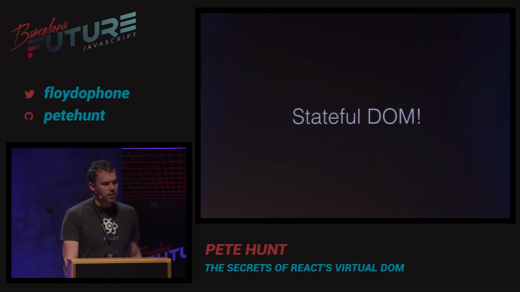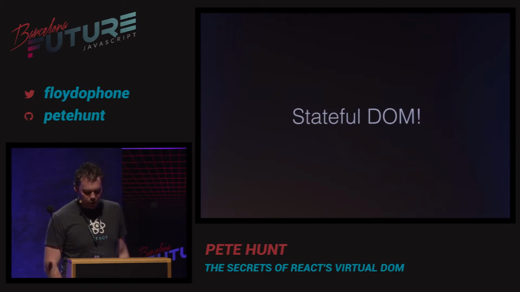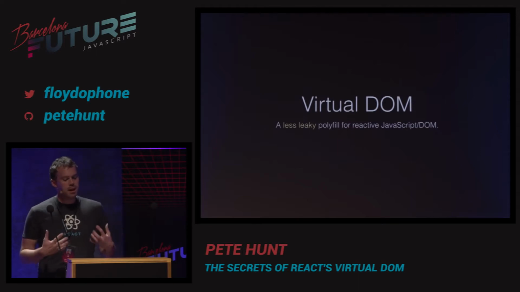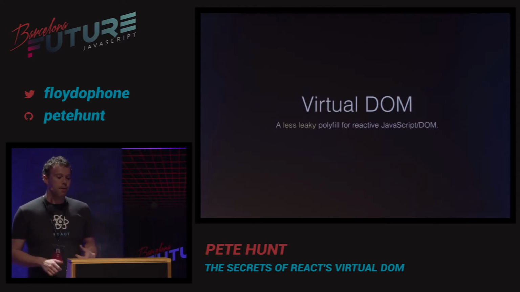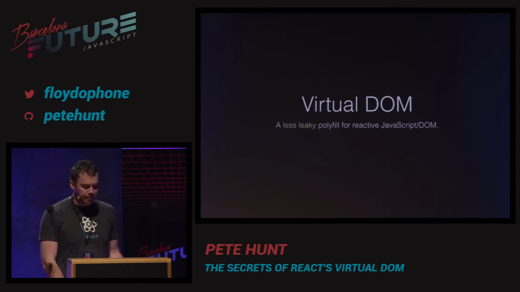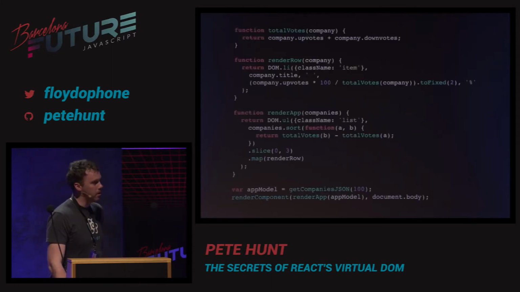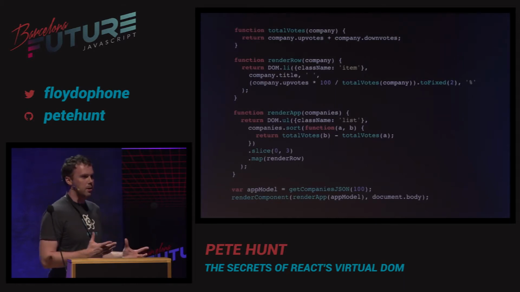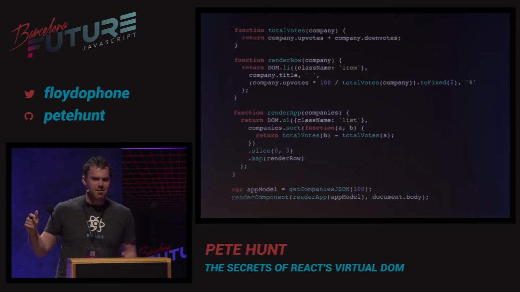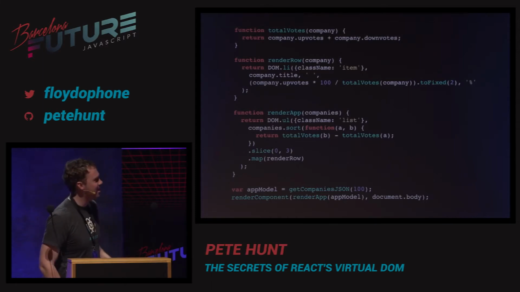So over the past couple years at Facebook, and now in open source, we've been building an abstraction around this that we like to call the virtual DOM. And we think of it as a much less leaky polyfill for reactive JavaScript in the DOM than key value observation or dirty checking. So spoiler alert, this is actually valid React code today, and it works in the browser. And I think I'm going to be adding, by the way, the today count is going to start going over the future count with this talk, because everything's available today.